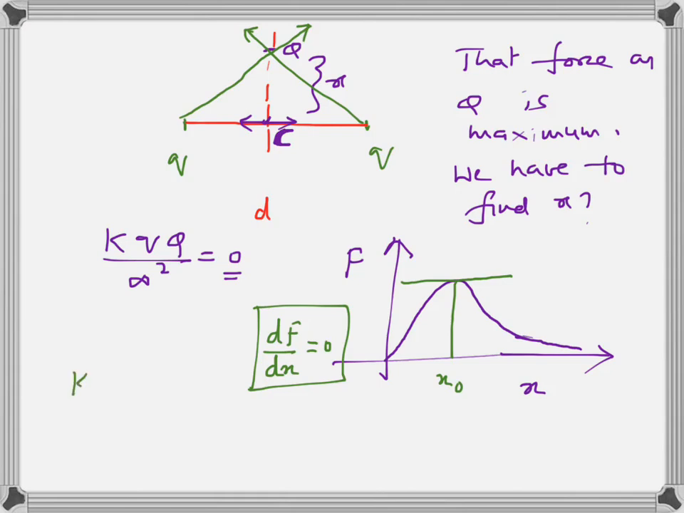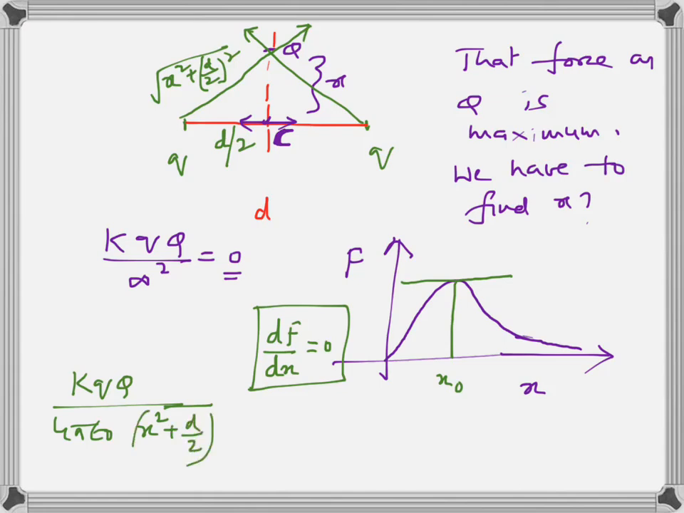So net force, I can write it as, first let us find the force due to one charge, that is given by kqQ by 4 pi epsilon naught. What is the distance between small q and capital Q? Square root of x square plus d by 2 whole square. That is the distance. Can you see that? By Pythagoras theorem, this is root of x square plus d by 2 whole square. So kqQ by 4 pi epsilon naught times distance square will give me x square plus d by 2 whole square. So that's the force on capital Q due to one of the charges.